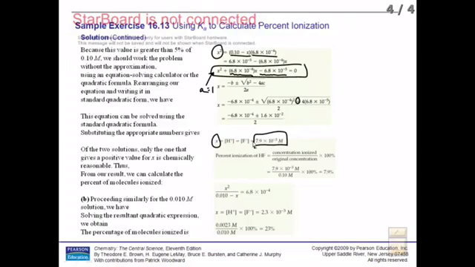Then it says percent ionization. All you need to do, you know that this is your value of X, which is also equal to your concentration of H+. So all you have to do is put this concentration on top, put the 0.1 molar on the bottom, times it by 100, and you get about 7.9%.